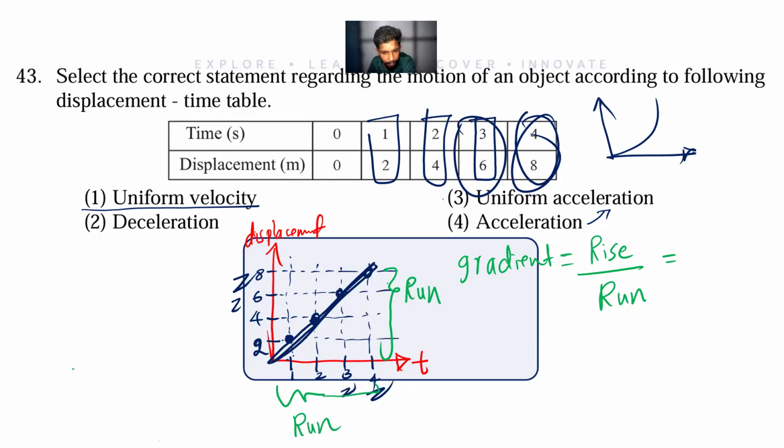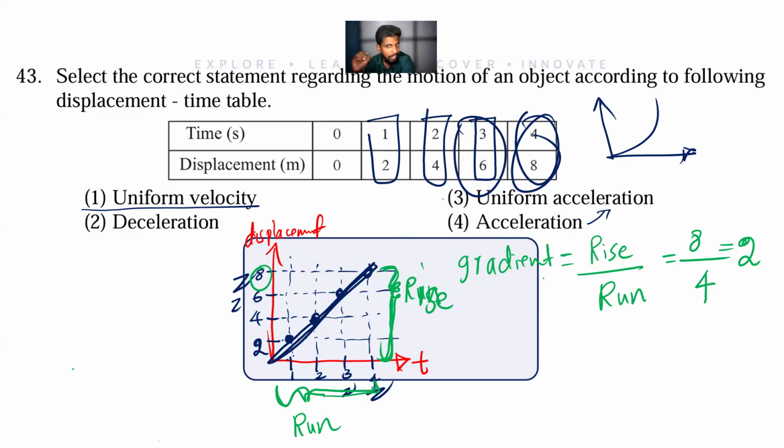Can anyone tell what is the value of rise here? 8. Okay, very good. And what is the run here? 4. Okay, very good. So the 8 is the rise, and here the run is 4. So 8 divided by 4, the answer will be 2. So the gradient is 2.